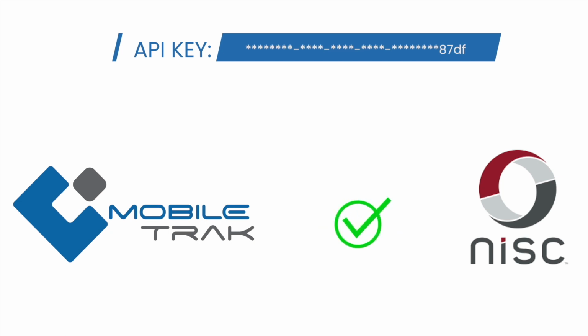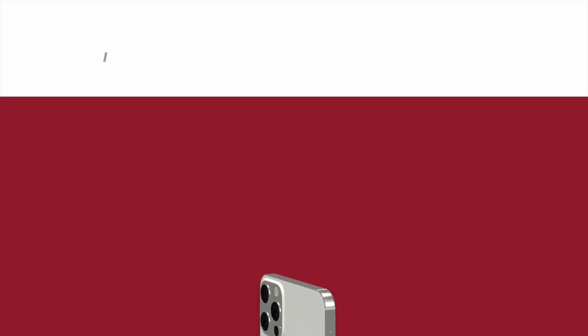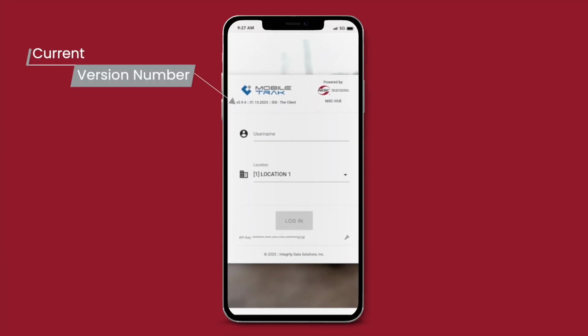That key, when entered on the MOBILETrak web page, connects you to your NISC iVue data. Your API key is your MOBILETrak license. On the login screen, you will see the current MOBILETrak software version at the top. The MOBILETrak version will be automatically updated when a new version of the program is released.